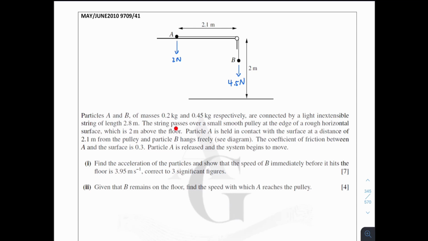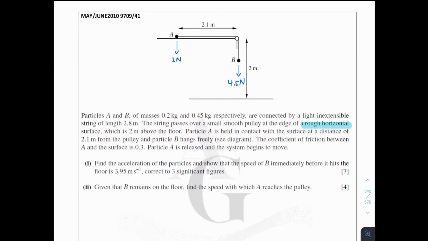And the string passes through a smooth pulley at the edge of the rough horizontal surface. So when they mention it's a rough horizontal surface, that means there is a friction, which is 2 meters above the floor. So it's indicated here in the diagram. And the particle A is held in contact with the surface at a distance of 2.1 meters from the pulley, here. And the particle B hangs freely. So all this is actually just to describe the diagram.